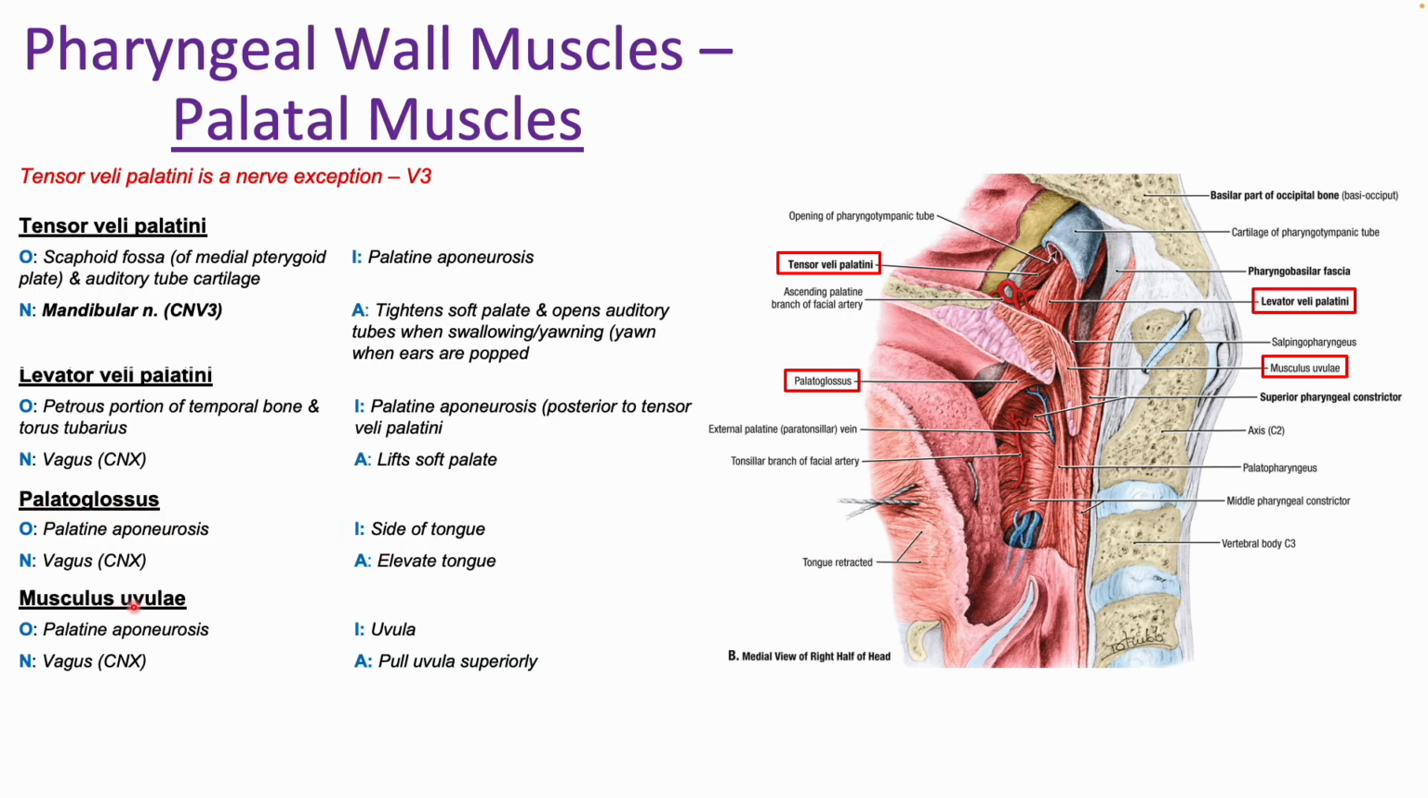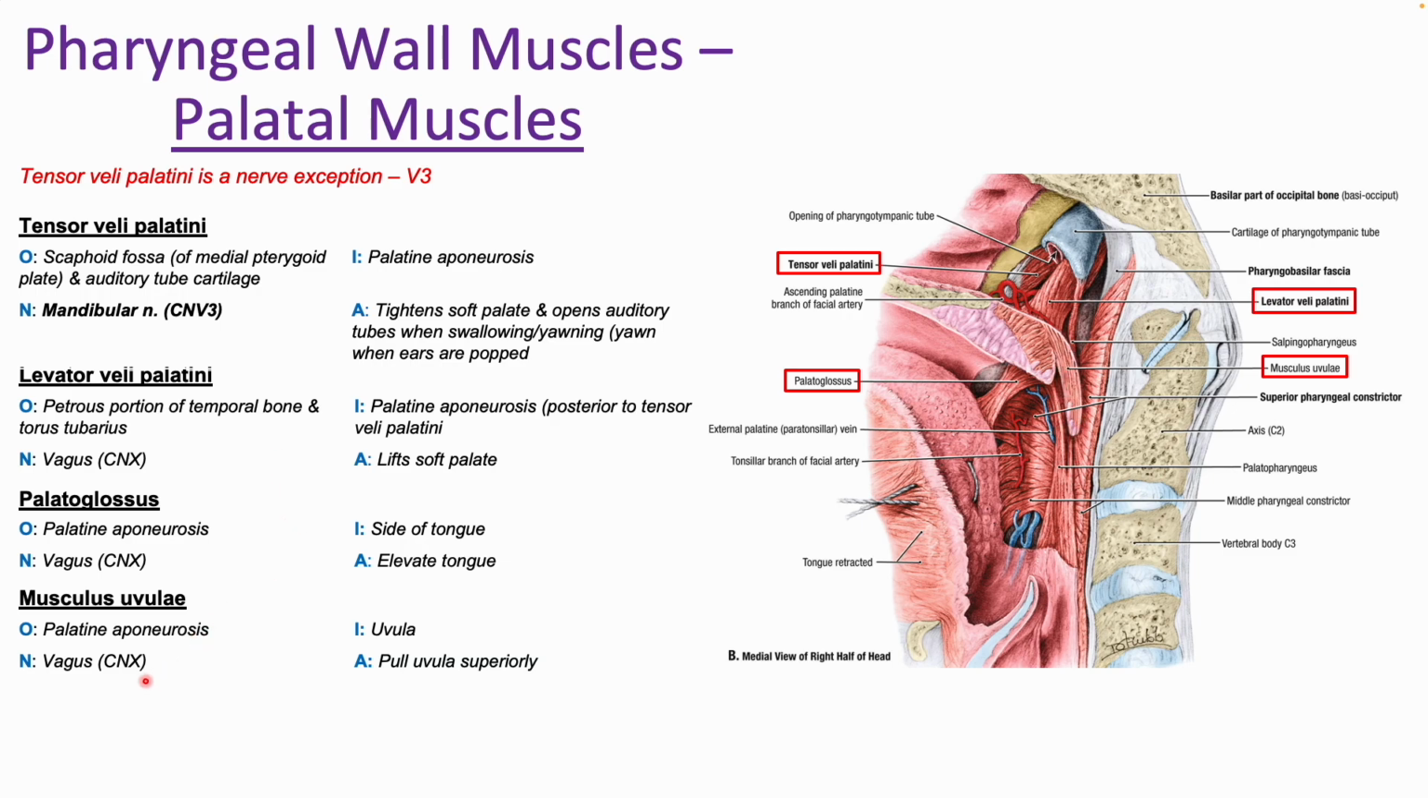And then finally we have the musculus uvulae, which is going to be right here. And you can get from the name uvulae, it's going to insert on the uvula. And so it's going to originate from the palatine aponeurosis, insert on the uvula, and if that contracts, it's going to pull the uvula superiorly.